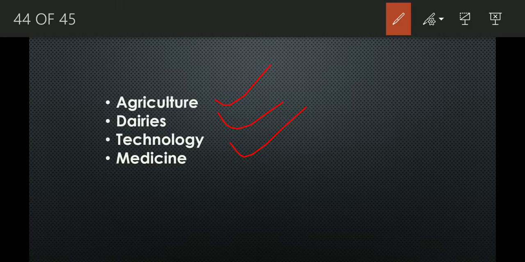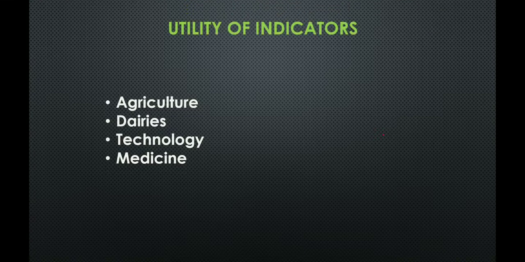Like biochemical and organic reactions are carried out under controlled pH conditions. And in case of medicinal purpose, pH values are also used. Like pH values of urine and blood are taken for the diagnosis of various diseases. For example, I have already told you the pH value of human blood is 7.3. So, here the pH value is very important just for the diagnosis of various diseases. Okay, so these are the utilities of the pH values.